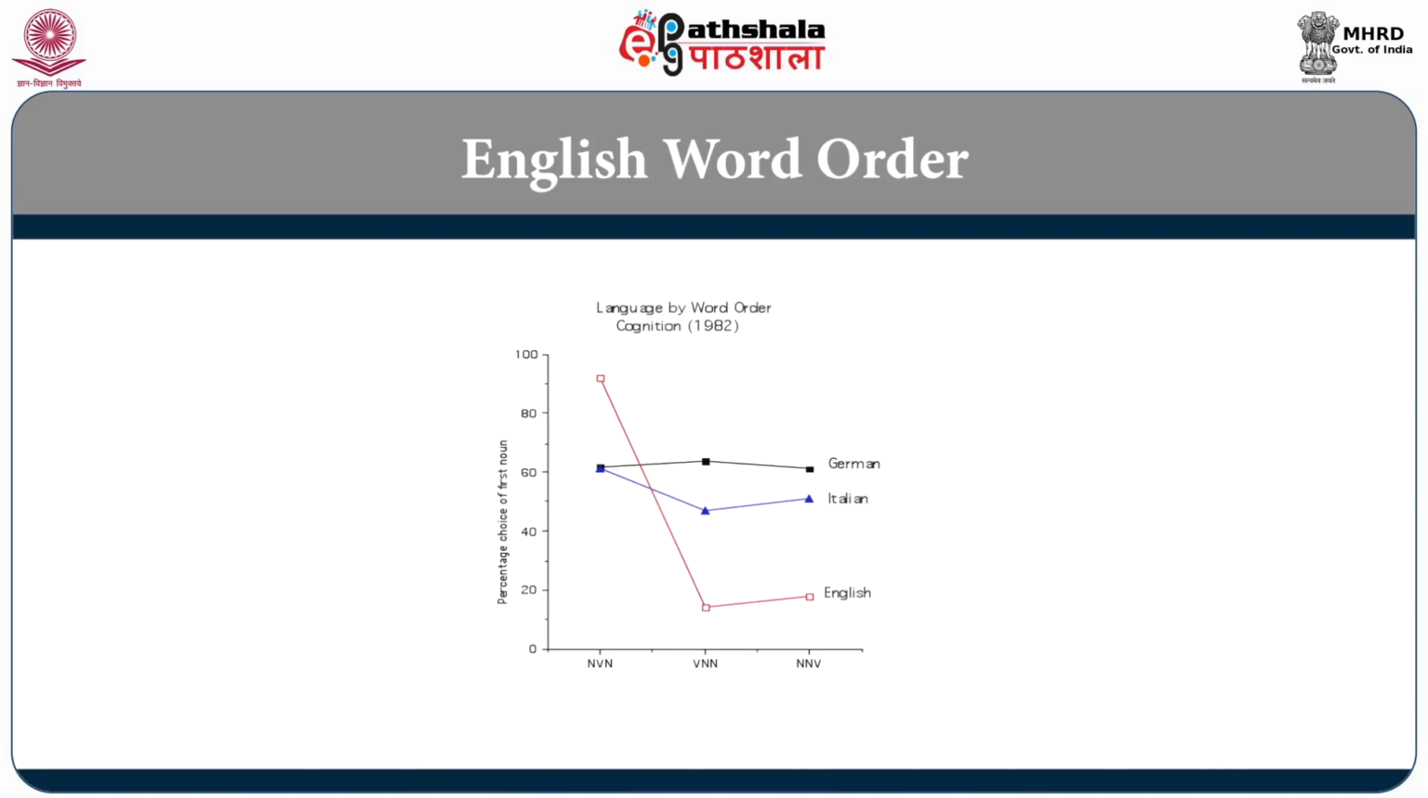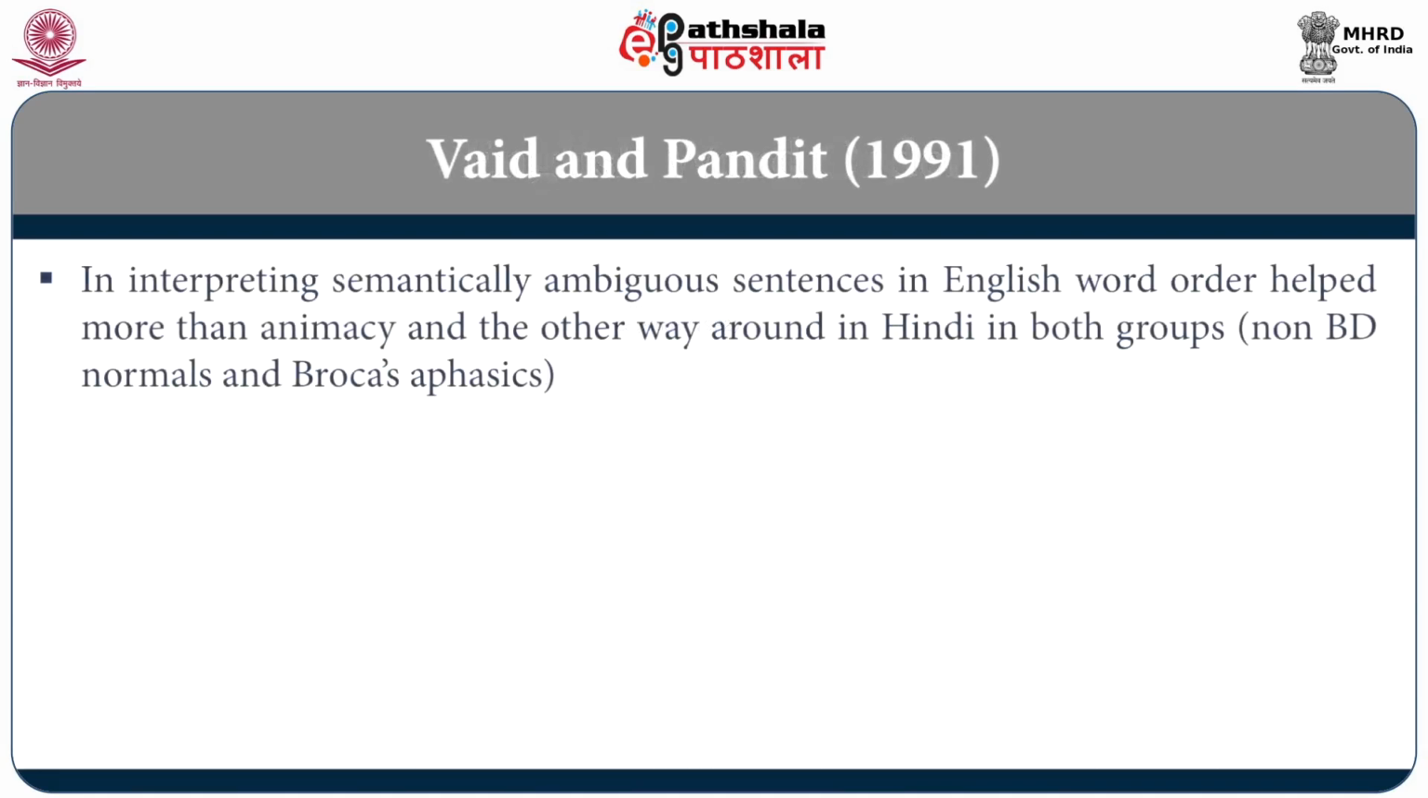Look where the red line is going. Whereas Italian and German speakers are not relying as much as English speakers. This is what I mean by saliency: different grammatical categories contribute differently to your understanding of the meaning of sentences. Coming back to Vaid and Pandit's study, they could have interpreted their results saying that in semantically ambiguous sentences in English, word order helped more than animacy, and it is the other way around in Hindi, in both groups, right?